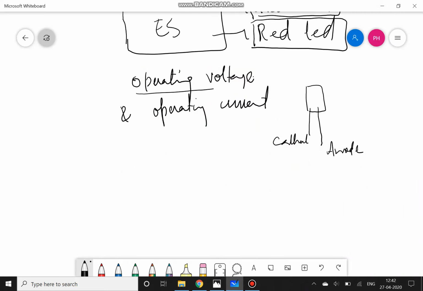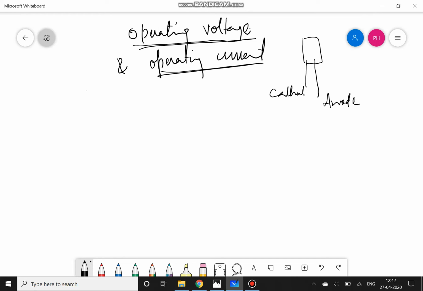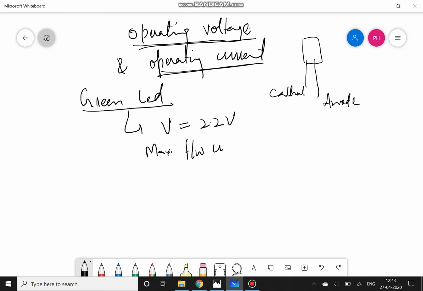The operating voltage and operating current of an LED usually depend upon the color of the LED, and also vary according to the diameter of the LED. If you Google the specs of a 3 mm red or 3 mm green LED, you will find something like this. For example, for a green LED, it will have an operating voltage of 2.2 volts and an operating current. You may see something like maximum forward current of 20 milliamperes.